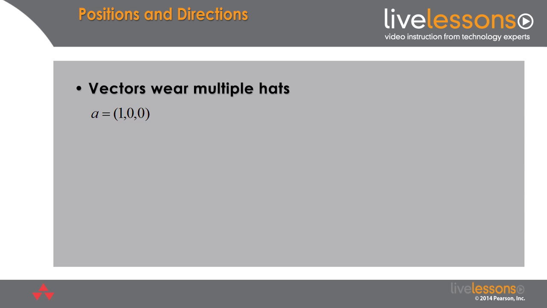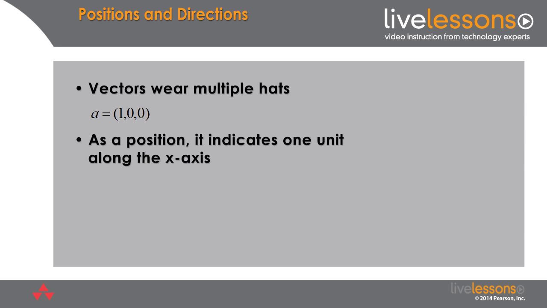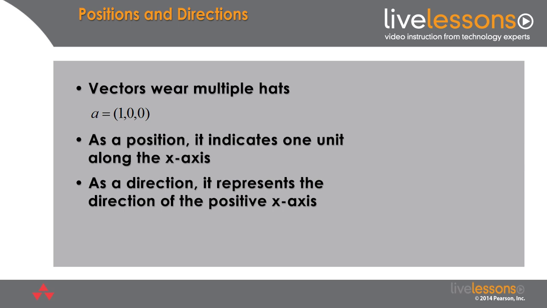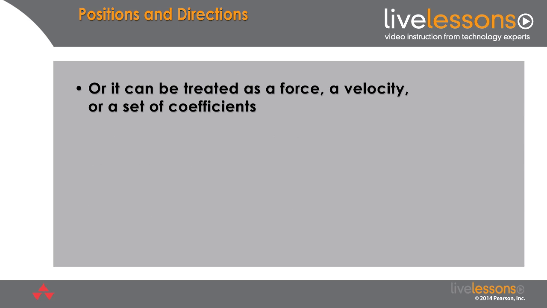For example, the vector A, which has the values 1, 0, 0, as a position, can indicate 1 unit along the x-axis, but as a direction, this could represent the direction of the positive x-axis. As a color, it represents the color red, or it can be treated as a force, a velocity, or a set of coefficients. And from a GLSL C++ perspective, a vector is just a set of floats.